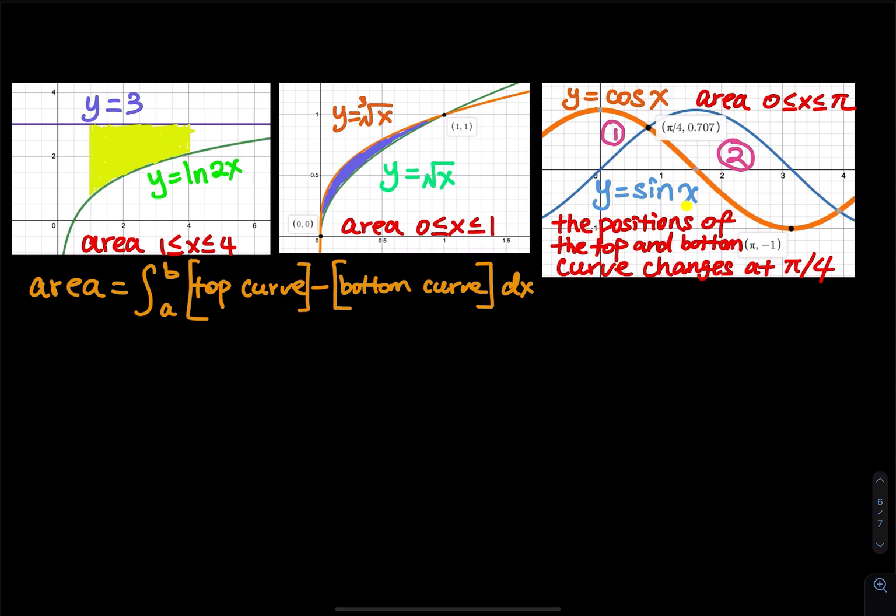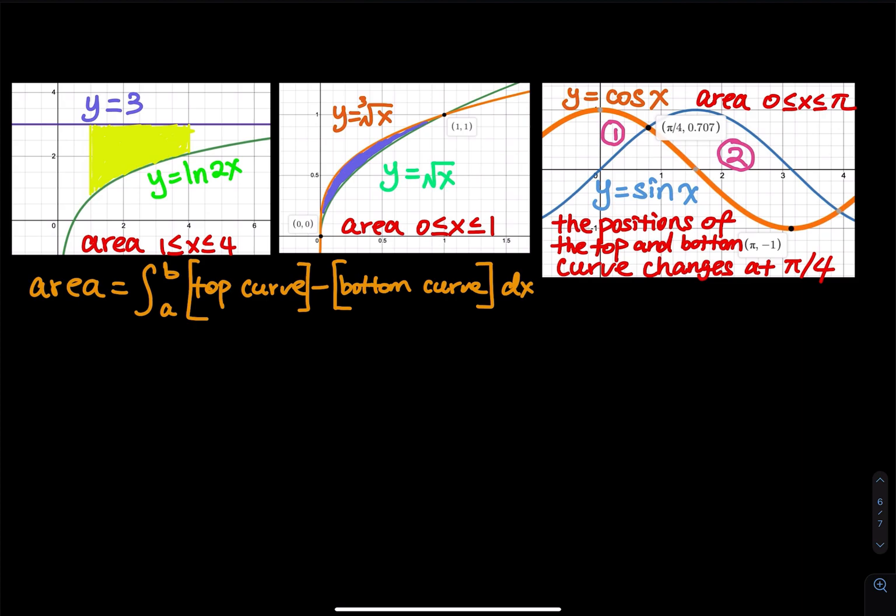This one is pretty special because from 0 to pi over 4, cosine is on top and sine is on the bottom, but from pi over 4 to pi, sine is back on top and cosine is on the bottom. So basically for the third picture, we will have to use two different integrals. That is a very good problem to put on the test. Okay, let's do the easiest one. Let's do the first one.